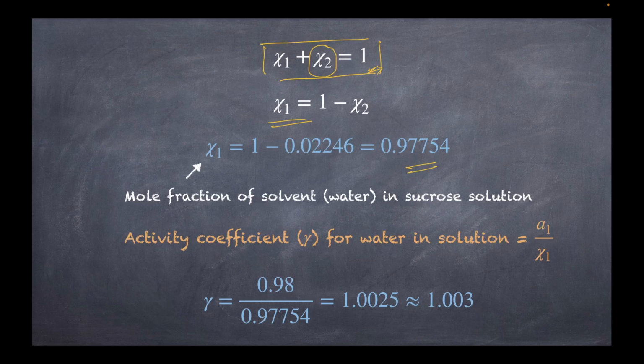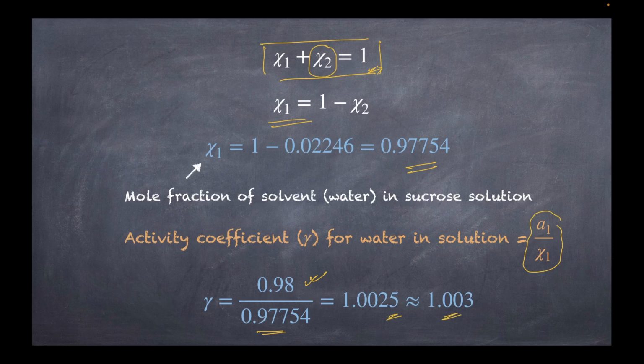Now activity coefficient is A1 divided by chi1. So gamma will be equal to 0.98, that is A1, the activity of solvent in our solution, divided by the mole fraction of solvent in our solution, which is 0.97754, which is 1.0025, and up to third decimal places it will be equal to 1.003.